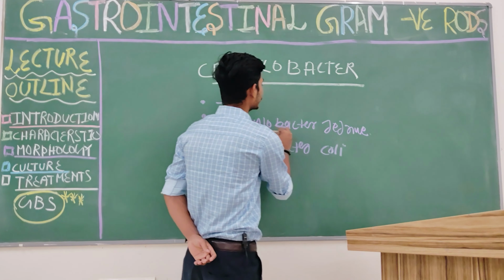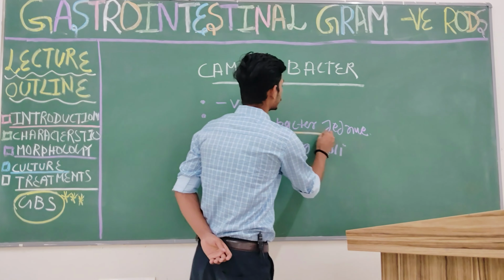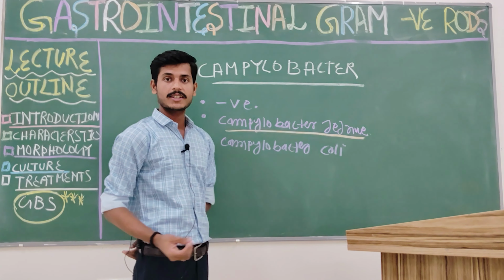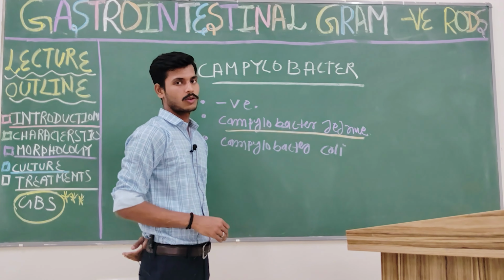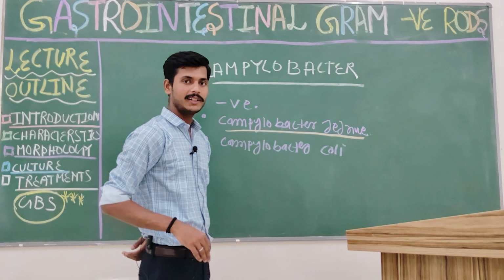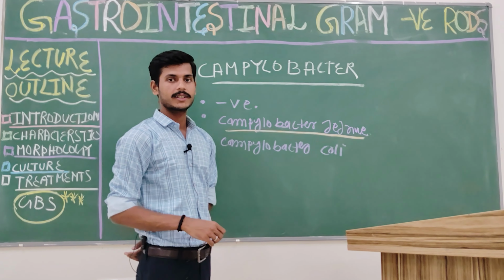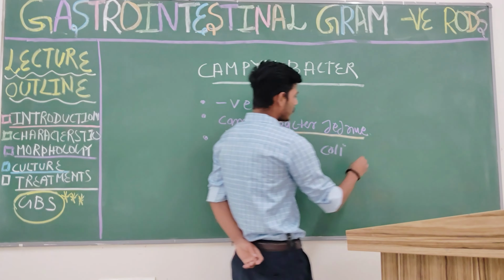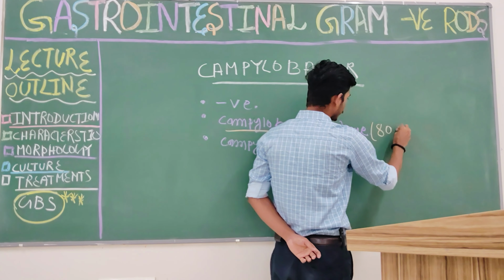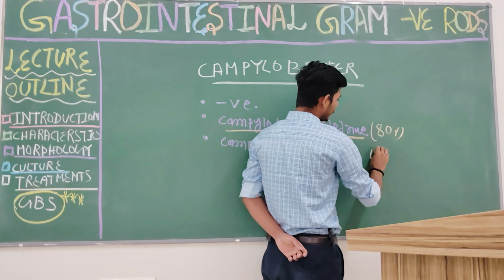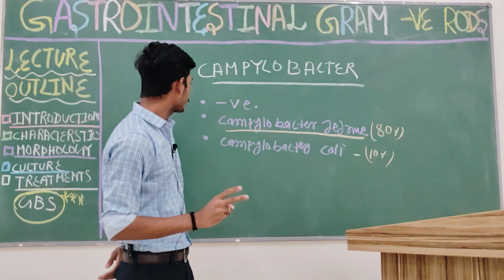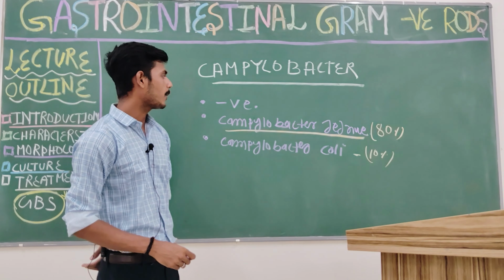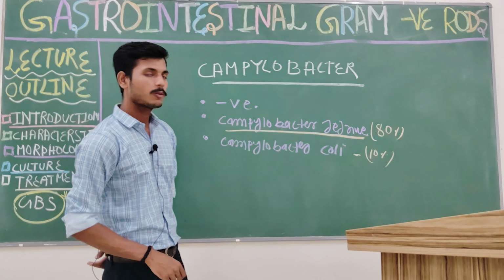Campylobacter jejuni is more common in causing disease in the gastrointestinal tract. Campylobacter coli is less common, or you can say not significant in causing discomfort in the gastrointestinal tract. So what about their percentage? It's 80%, and the rest 10% is caused by this. There are other species, but you should keep in mind these: one is Campylobacter jejuni, and another is Campylobacter coli.